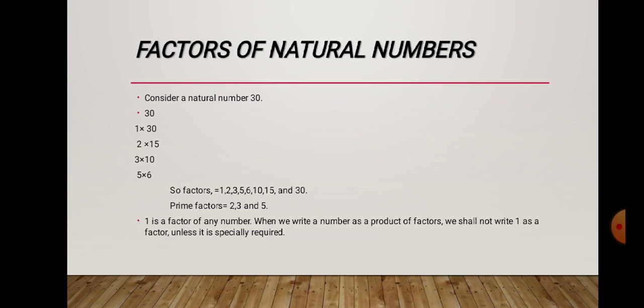And there we have to see the prime factors of it. We can also see 2, 3 and 5. Prime factors are those factors having only two factors, the number 1 and the number itself. They are called prime factors. So what I have told you earlier also, 1 is a factor of any number. When we write a number as a product of factors, we shall not write 1 as a factor unless it is specially required.